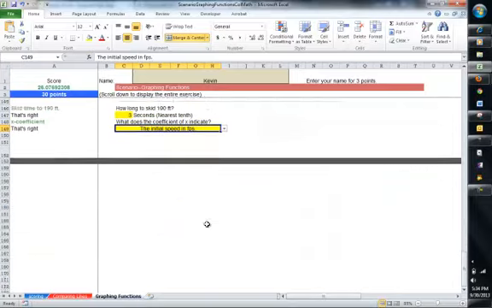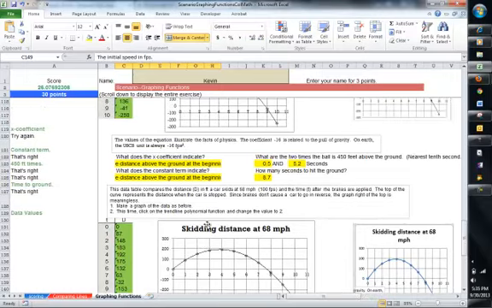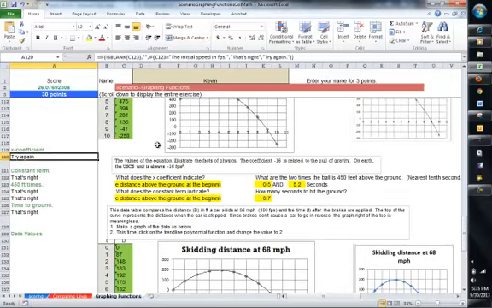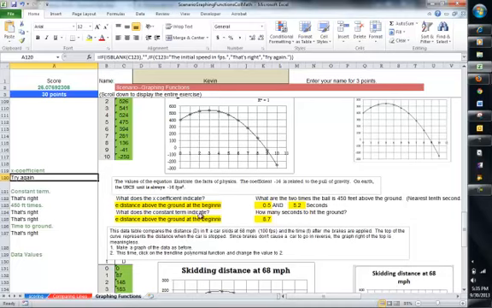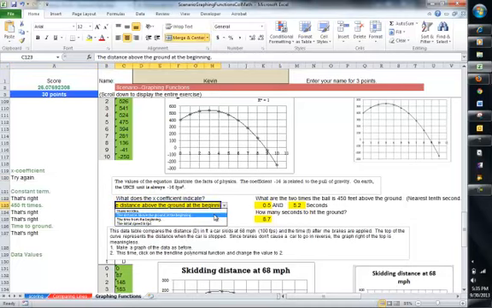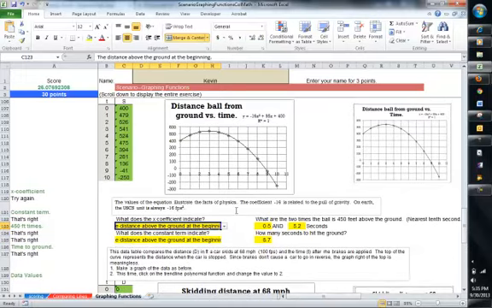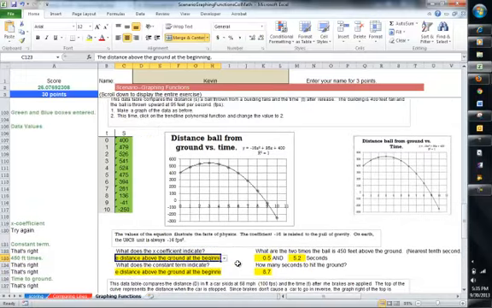More points we've got to get here. What are we missing? Oh, we didn't get the x coefficient. Did we not pull the right one down here? The x coefficient indicates the initial speed in feet per second. Why is it not allowing the initial speed in feet per second? There we go.